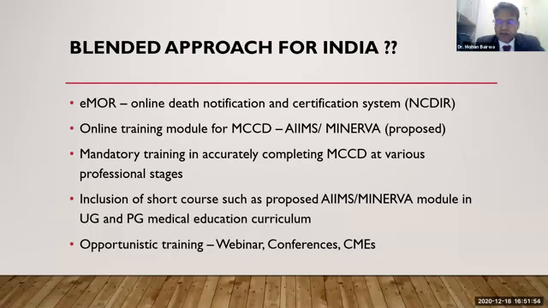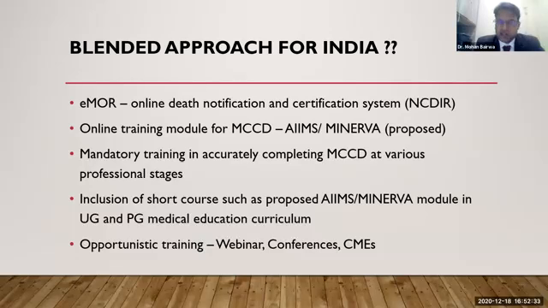Second, an online training module for accurately and completely filling the medical certificate of cause of death. For now, a paid course on the MCCD is available from some university, but now AIIMS and Minerva Network have proposed to develop an online training module that would be freely available for all physicians throughout the country and elsewhere. In addition, mandatory training in accurately completing the MCCD at various professional stages may be useful. In fact, it is the need of the hour.